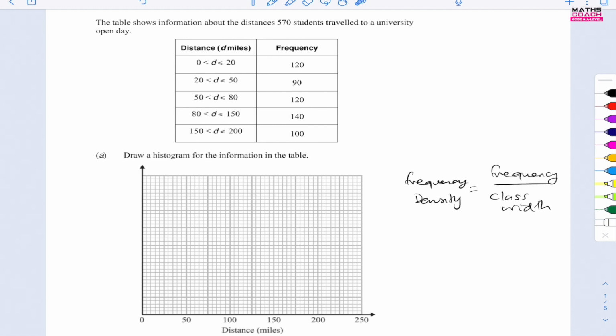It says the table shows information about the distances of 570 students who traveled to a university open day. And we've been given the various frequencies, and we've been asked to draw the information into this histogram. So let's begin by extending our table by adding 2 extra columns. Now, you don't have to add 2 extra columns, but you certainly do need to add a frequency density column. Okay, so let's quickly do that.